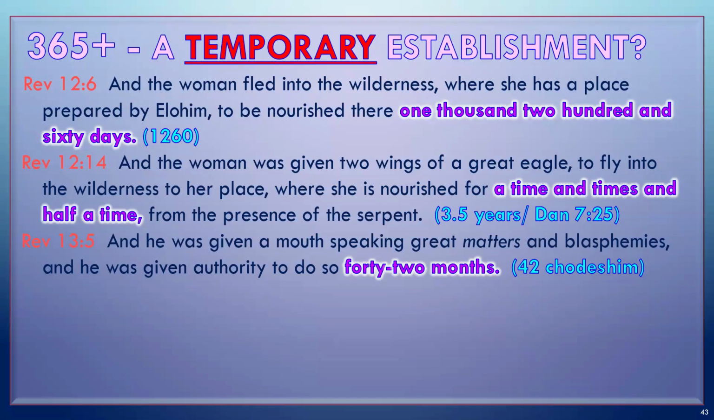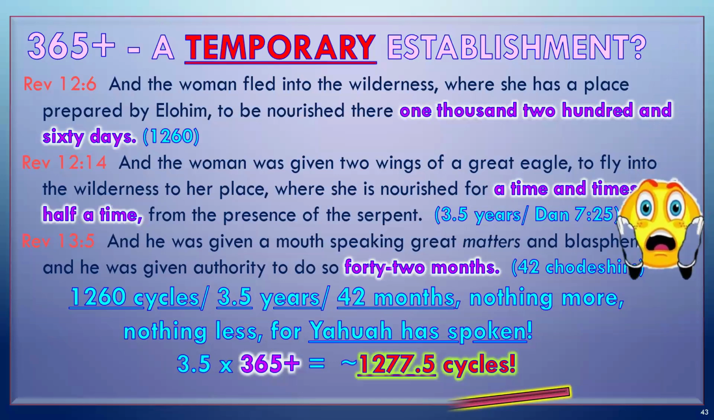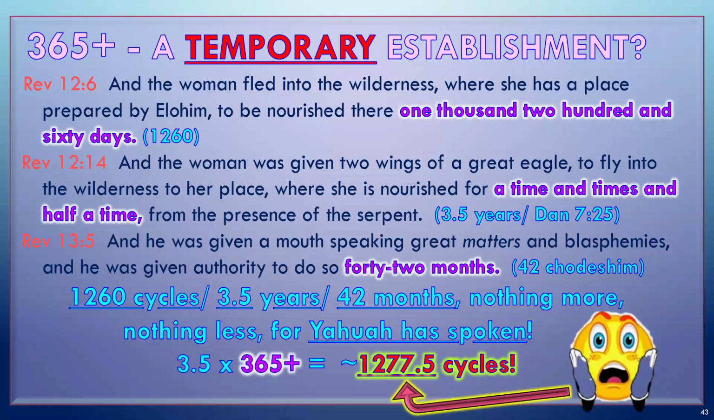Revelation 13, verse 5. And he was given a mouth speaking great matters and blasphemies, and he was given authority to do so 42 months. There's your 42 Chodeshim, 30-day months. 1,260 cycles, 3.5 years, 42 months. Nothing more, nothing less, for Yahuwah has spoken.